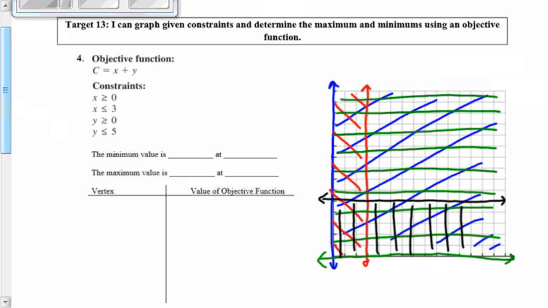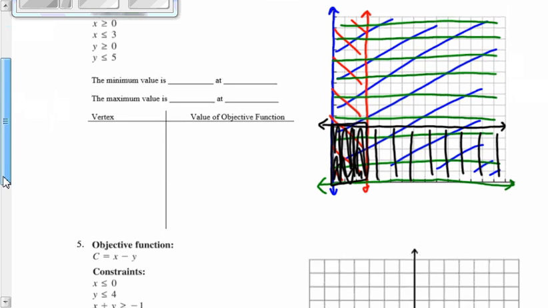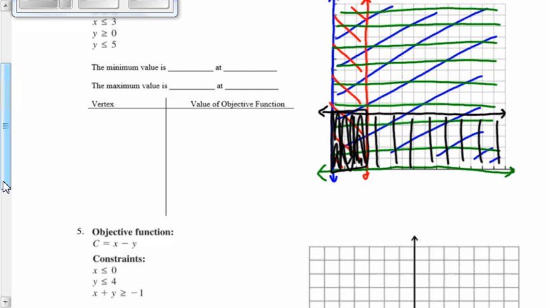So we're looking for the region that is shaded with green, blue, red, and black. And it's this rectangular region. I'm going to outline it here and color it in a little bit darker. It's that rectangular region. So if I list these vertices, there's a corner at 0, 0.